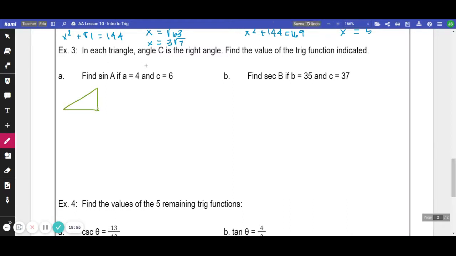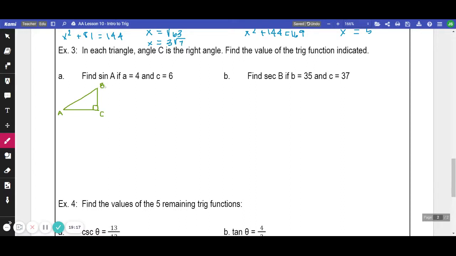So it says in each triangle, angle C is the right angle. So there's C down here. Find the value of the trig function indicated. So the right angle C, I can pick what I want for A and B. It doesn't matter. Capital letters are the sides. I don't think I said that up above. Capital letters refer to angles. I think I just said sides.